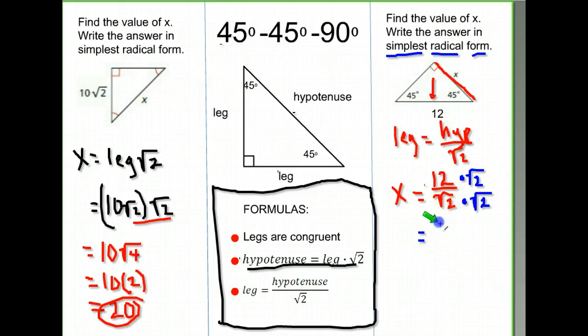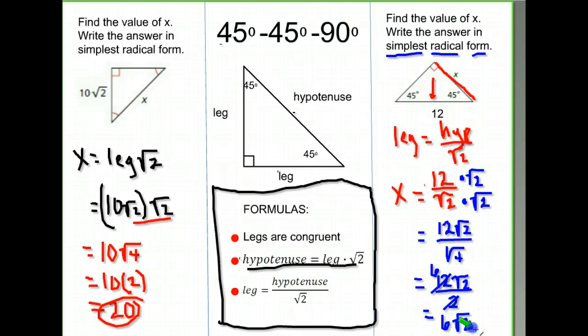Okay, so then we get 12 times the square root of 2 over the square root of 2 times the square root of 2, which again is the square root of 4. We can keep simplifying here. That gives us 12 times the square root of 2 over the square root of 4, which is 2. Okay, and finally, 2 goes into 12, so we can reduce this. 2 goes into 12 6 times, and so we end up with the answer 6 times the square root of 2.